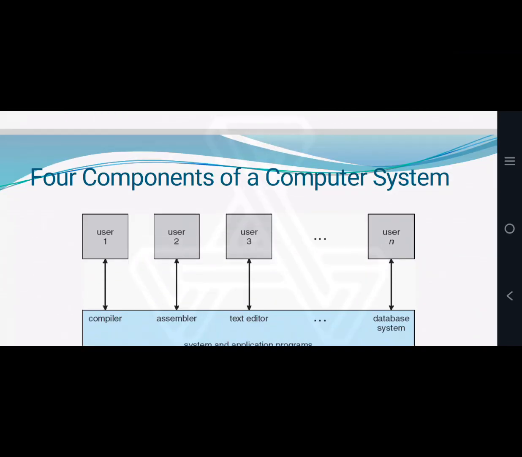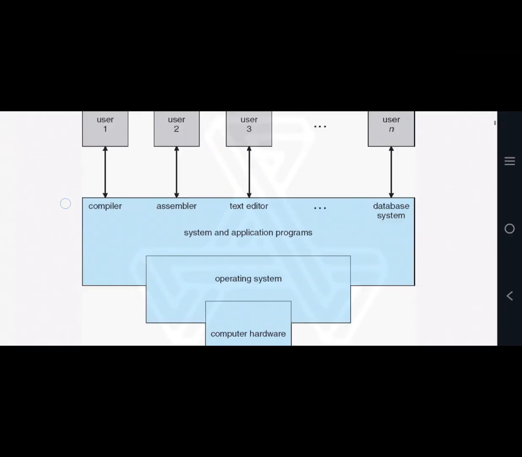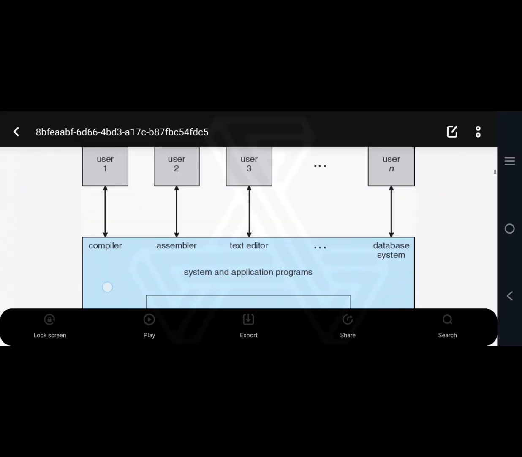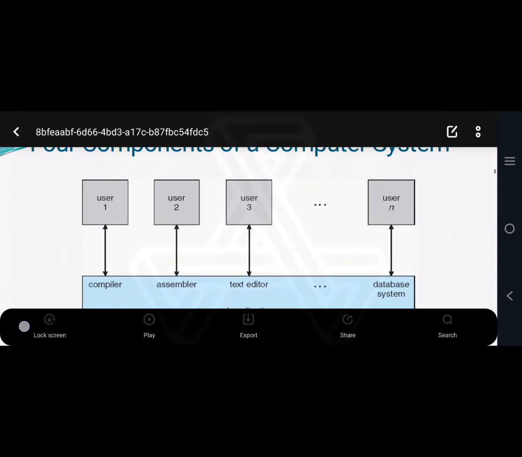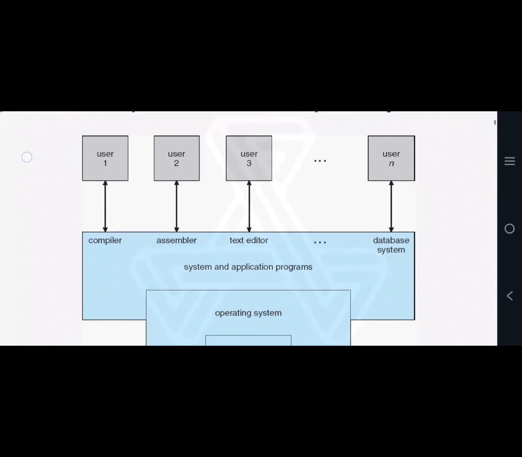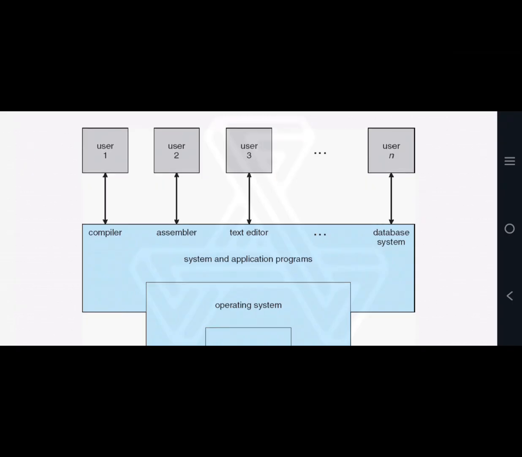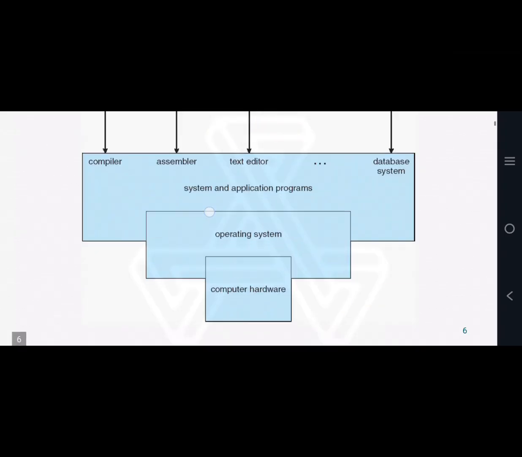Four components of a computer system: computer hardware, operating system, system and application programs, user. User 1, user 2, user 3, user n. Compiler, assembler, text editor, database systems, system and application programs, operating system, computer hardware.